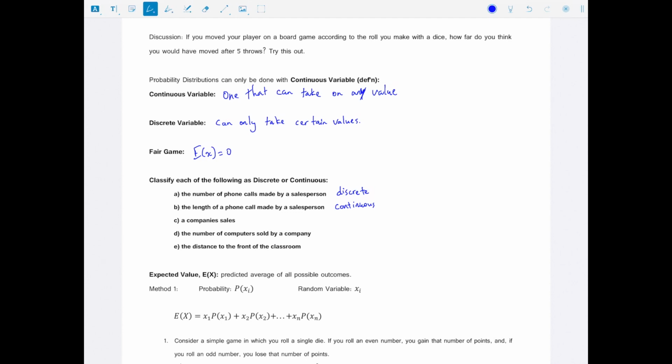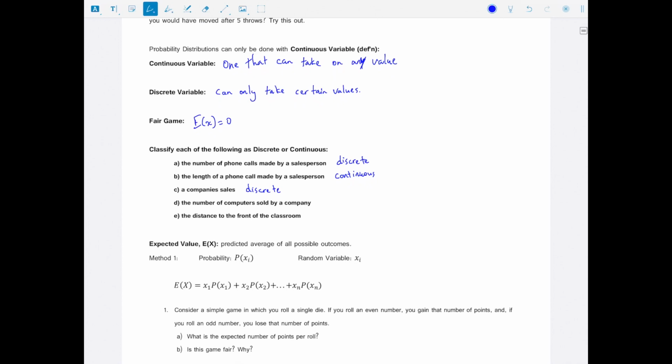A company's sales can only take on dollar values, and dollar values are limited. You can't go beyond the penny, or maybe now beyond the nickel, really. And so a company's sales would be considered discrete. The number of computers sold by a company. Well, you can only sell whole computers, so that is also discrete. And the distance to the front of the classroom, that would be continuous, because you could measure it in meters plus centimeters, then you can go down to the millimeter, and then even less than that. And so you could be very, very exact in this reality.